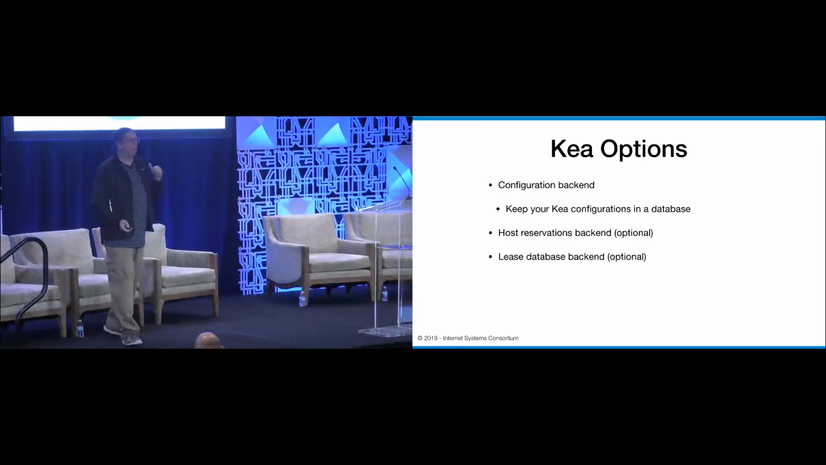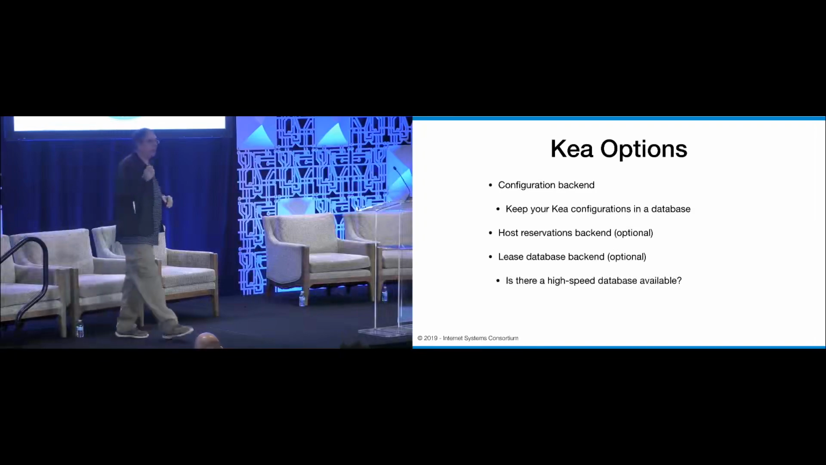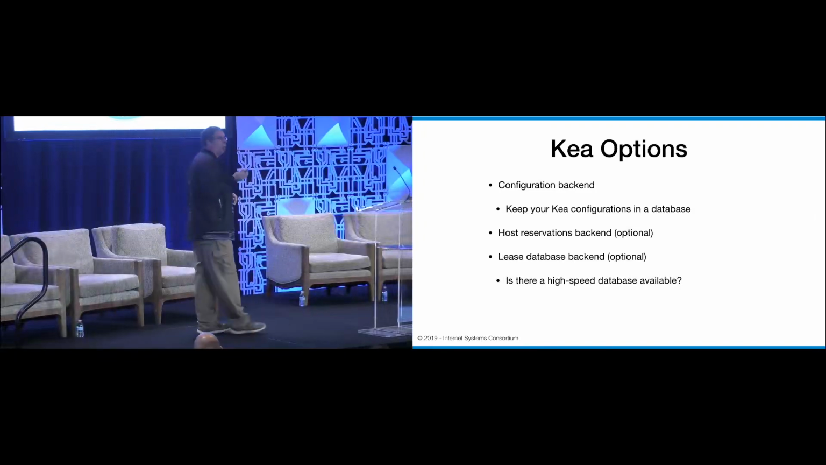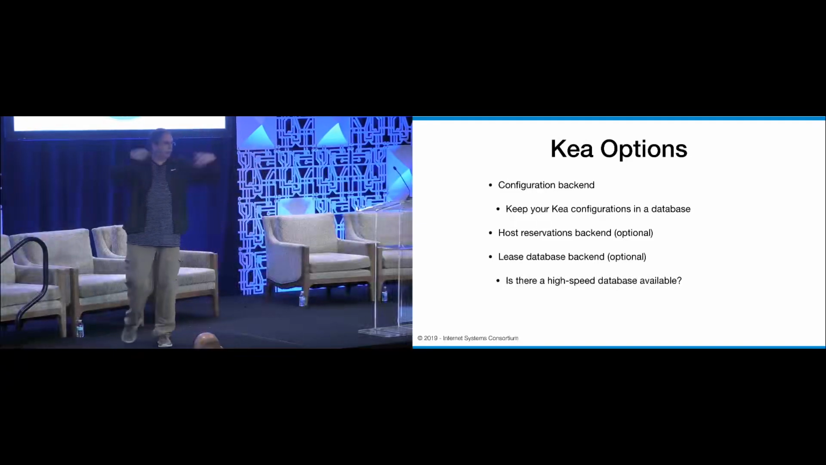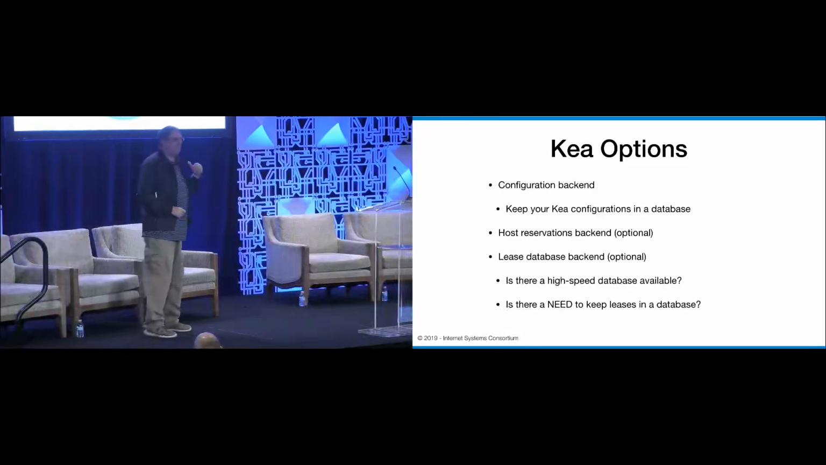The lease database backend is storing all of your lease information out there on a remote database server. Is there a very high speed database already available to you? Do you have an administrator that's ready to take over the receiving and transmitting of all of that data? And actually, is there a need to actually put this in the database?